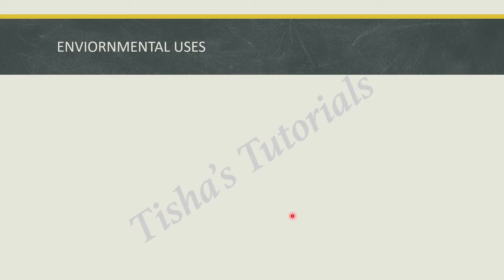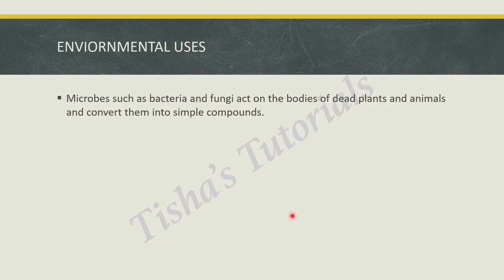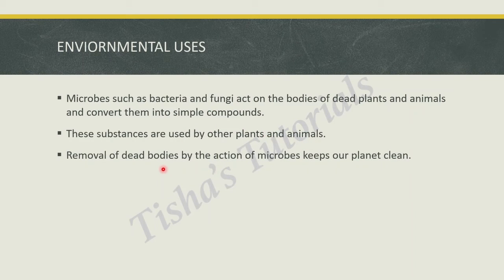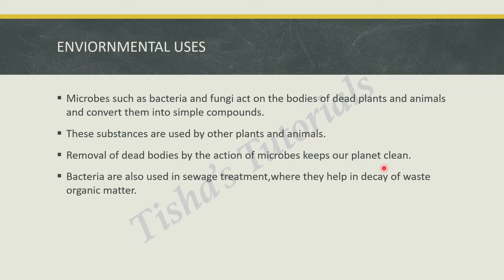Environmental uses. Microbes are very important for our environment. Microbes such as bacteria and fungi act on the bodies of dead plants and animals and convert them into simple compounds. These substances are used by other plants and animals. Removal of dead bodies by the action of microbes keeps our planet clean. Microbes decompose the dead and decaying plant and animal matter, which keeps our planet clean and free from bad smell caused by dead bodies of these plants and animals. Bacteria are also used in sewage treatment, where they help in decay of waste organic matter.